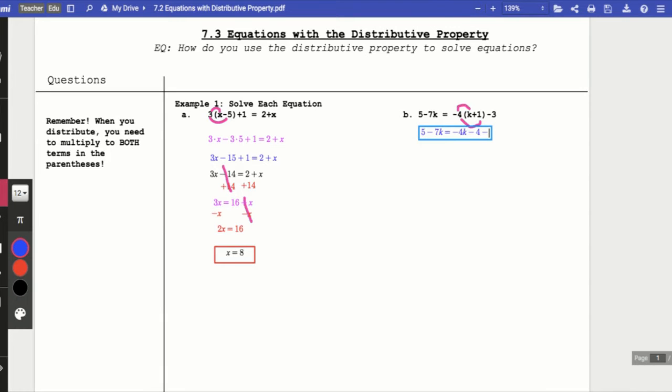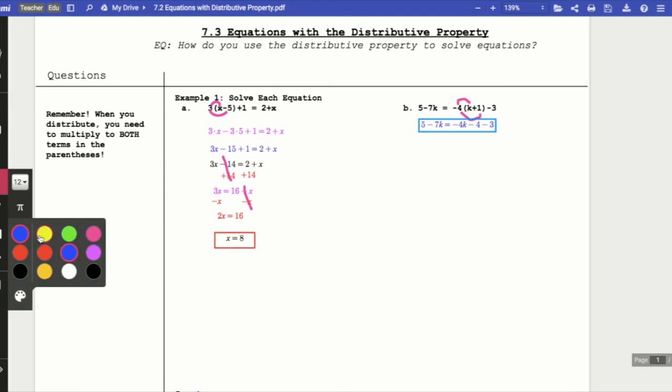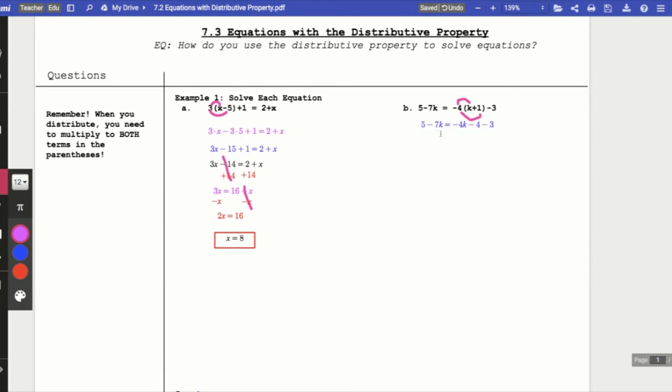Now that I have my equation, again I have to combine like terms. So negative 4 minus 3 are like terms. Let's go ahead and combine those. I still have 5 minus 7k equals negative 4k, and negative 4 minus 3 is negative 7. So minus 7.